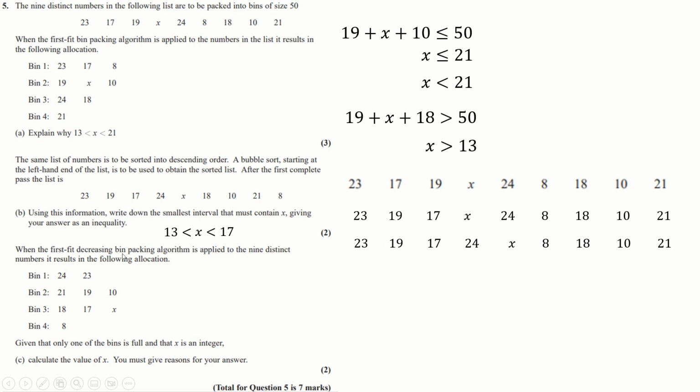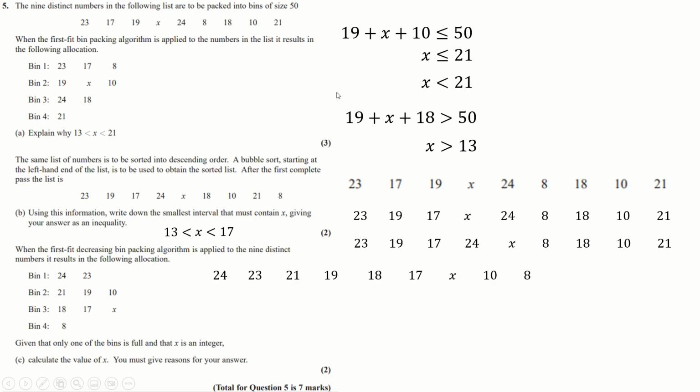When the first fit decreasing algorithm is used, so you could continue a bubble sort to get them into decreasing order, or you could just look at them and get them in decreasing order. So here they are in decreasing order. The 24 goes in, the 23 goes in, then the 21, then the 19. The 18 can't go with them, so it goes there, then the 17, then the X goes with those.